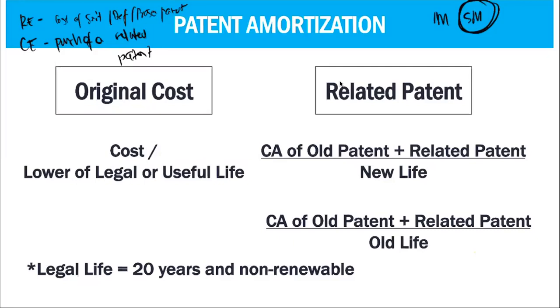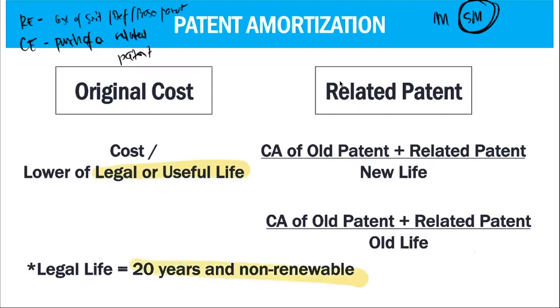We go now to your measurement. So we're done with the initial measurement. We go now to your subsequent measurement. So how do we amortize your patent? To amortize your patent, if it is only your original cost, therefore no capital expenditure, it is cost over the lower of legal or useful life. Lower of legal or useful life. What is the legal life of a patent?